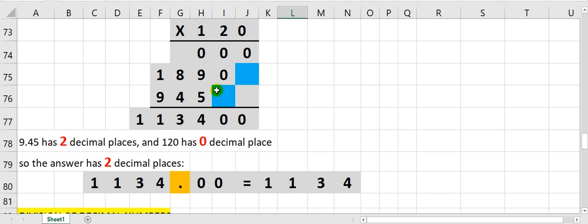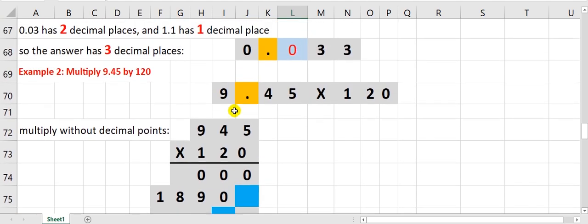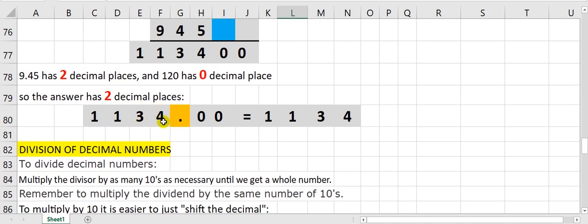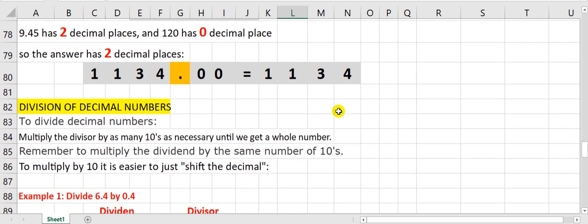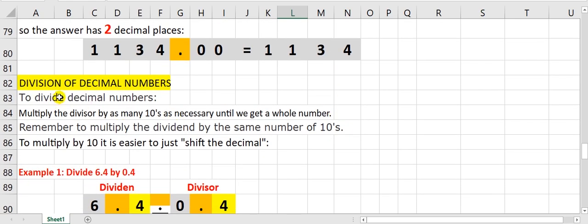Then add the results. This is the result. After that, how many decimal places here in this example? 2 here, and 0 here. So the total decimal places is 2. So we put in the result here 1, 2. So the point we put here like here. Okay. So the result is 1134.